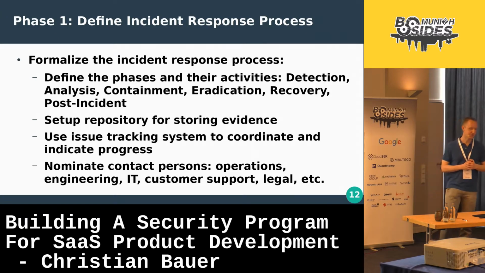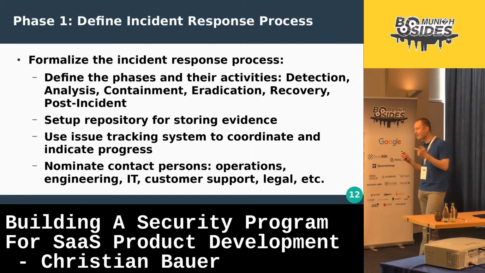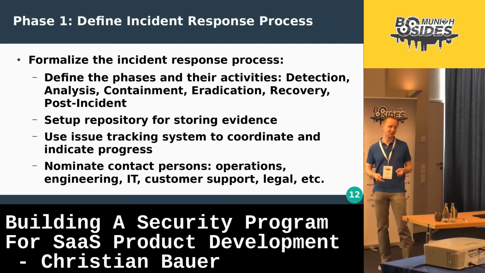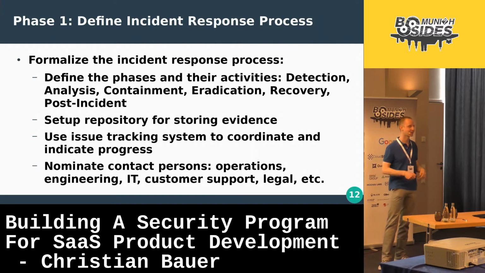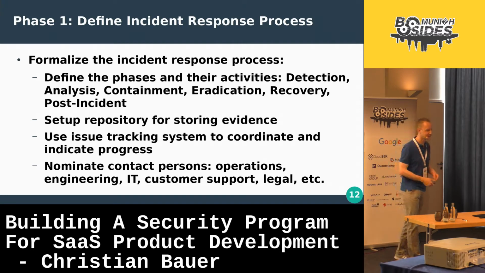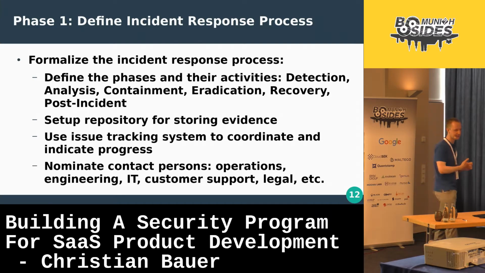Right, then incident response. As said, when the incident happens, you need to be prepared. And it's a good idea to do that in advance, right? How does your basic process look like? You need to store evidence somewhere, so you need a dedicated location for that. It makes sense to track incidents in the issue tracking system, and you need to find out in advance who's your contact person for what topic, right?